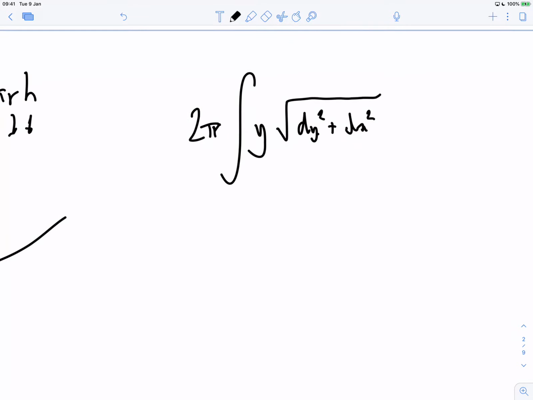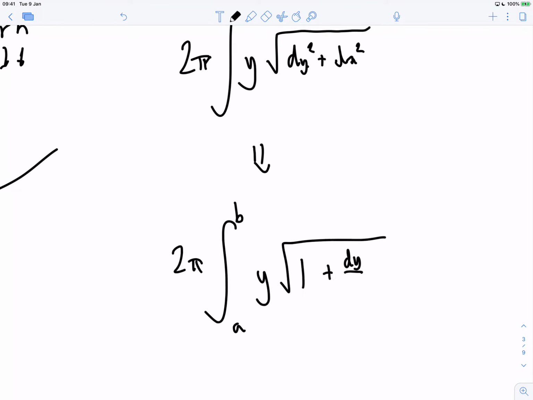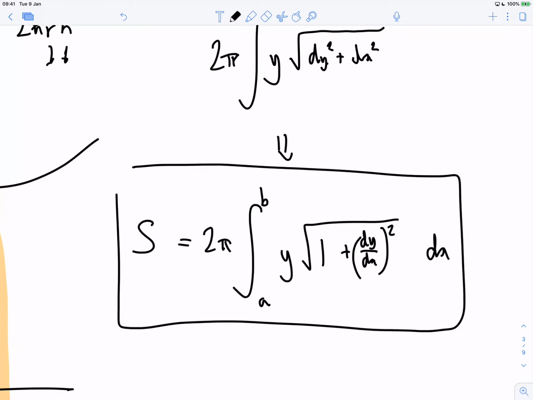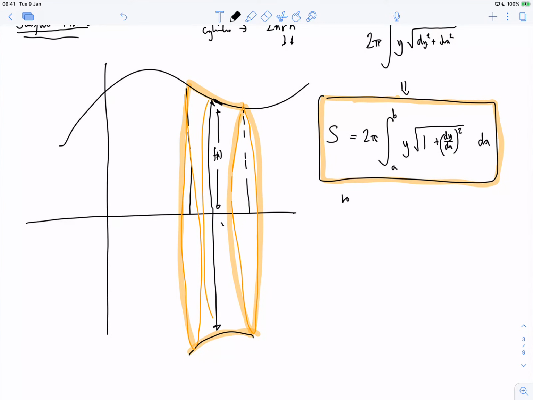So, and we've seen this stuff already, this can just be written as 2 pi, the limits between a and b, of y times the square root of 1 plus dy over dx, all squared, dx. And this I'm going to call S for surface. So we now have a formula for the surface area of a shape that's been rotated around the x-axis.